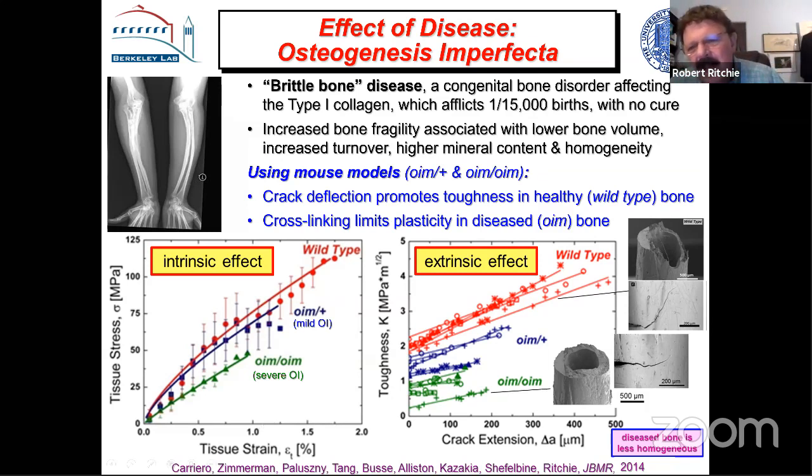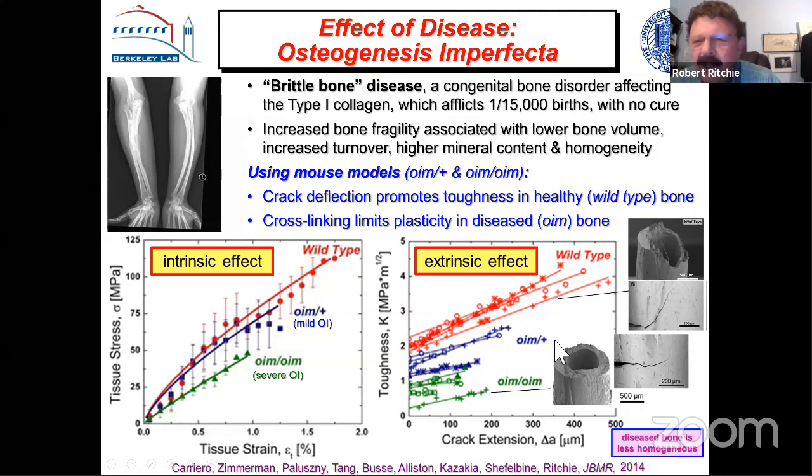Then we look at the extrinsic effect. We just did toughness tests. This is an R curve again, and the wild type is the healthy bone, and this is the mild disease, and this is the severe disease. And you can see there's a big drop in the toughness, the intrinsic toughness, which is probably more related to this intrinsic effect, but the amount of crack extension prior to fracture is much, much more limited in the diseased bone, which has a much lower toughness.